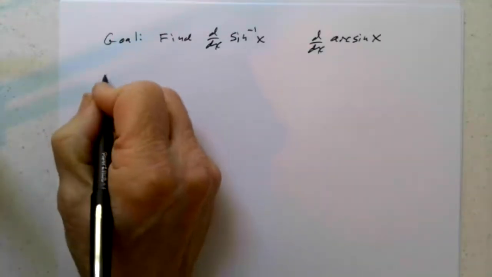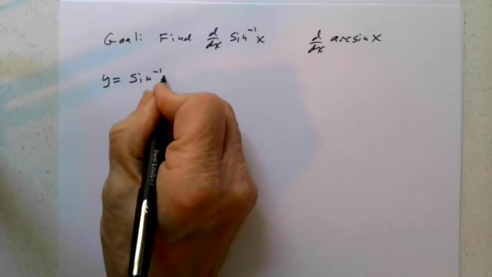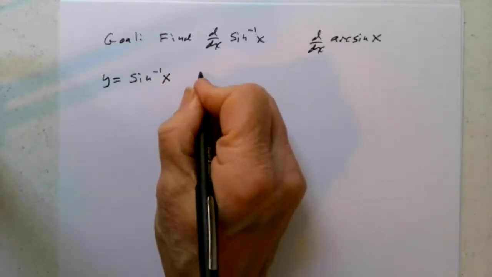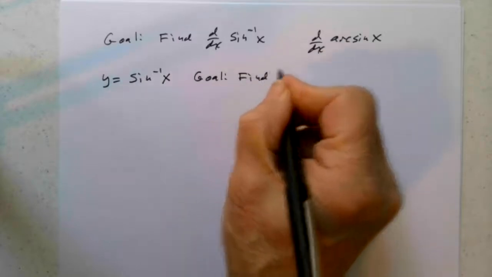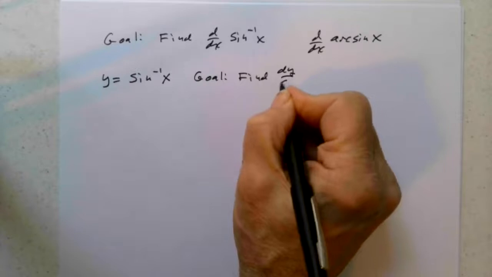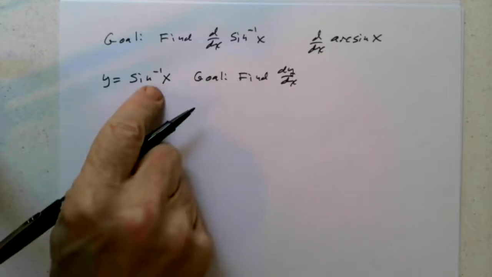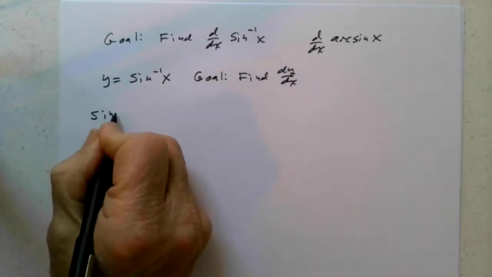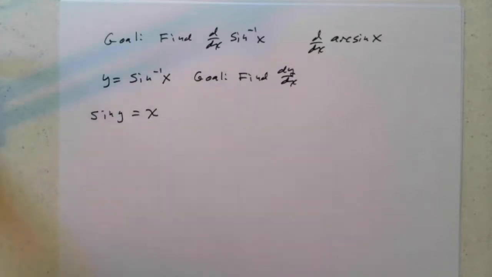So here's our strategy. y is going to be the inverse sine of x. And again, our goal is to find dy/dx, the derivative of y with respect to x. That will be the answer to our question. Now, how am I going to do this? You could memorize that form, but I think it's more helpful to see where it comes from. If y is the inverse sine of x, that means the sine of y equals x. That's in essence our definition.